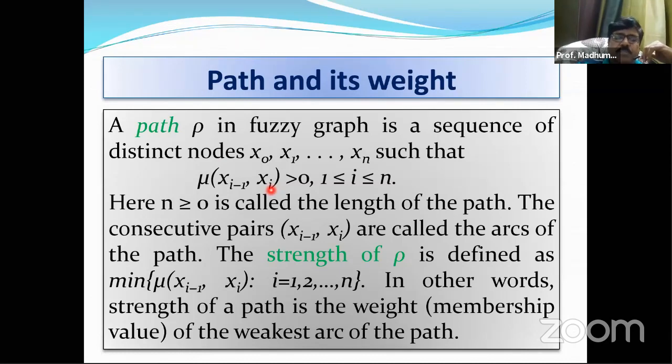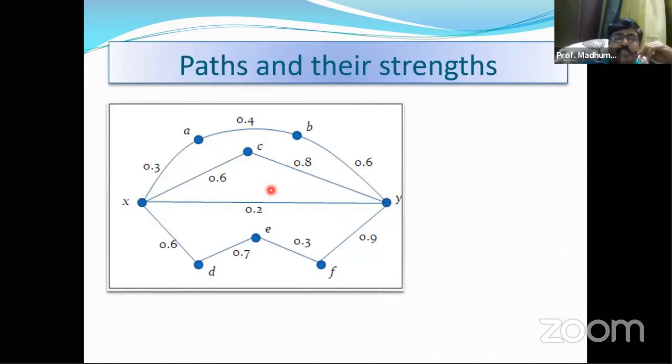That means a fuzzy path is a sequence of nodes or vertices such that each edge has a non-zero membership value, some membership value which is not zero. Now we define the strength of the path. This is a very interesting thing, and it is much studied. It's the strength of a path.